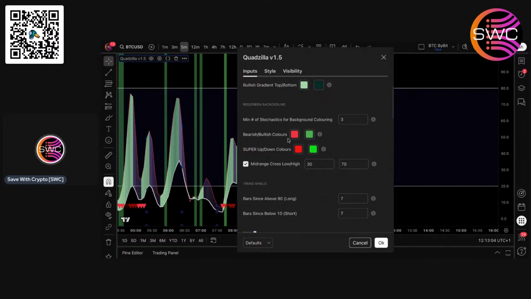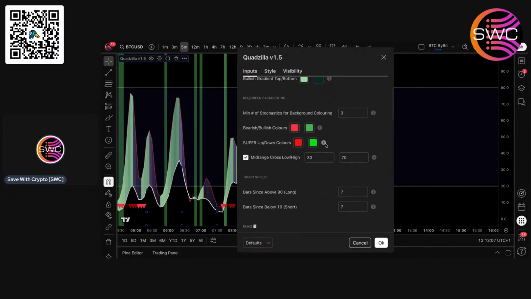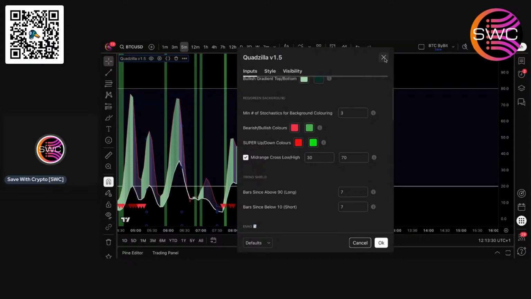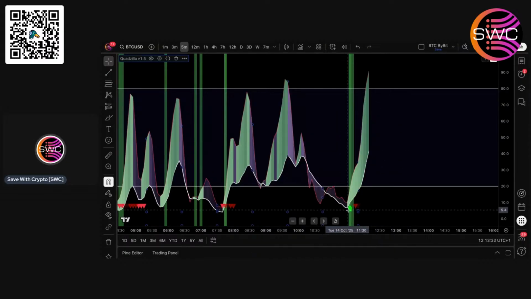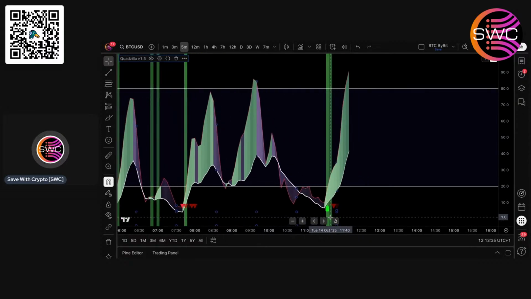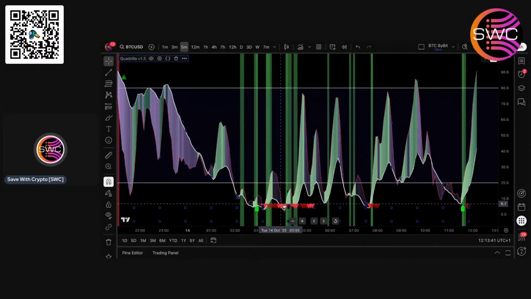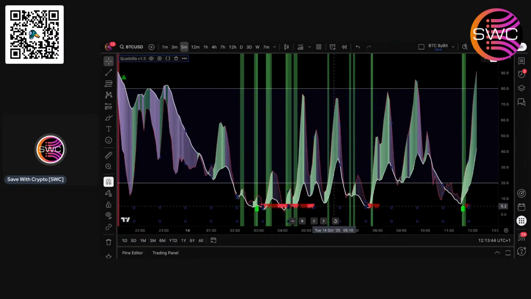So the super up, right? Super up and down colors. And it says here, the super up or down signal is displayed when all 4 stochastics are in extreme oversold or overbought. So that is actually 10% and 90%. So that's really extreme. And all 4 are curving round, and the trend shield isn't being displayed. This is quite a big deal, actually, because that means that is a complete sort of reversal of everything. The trend shield it talks about is these little arrows here, these little red arrows. Now what that means, that is a kind of contra indication, if you like.